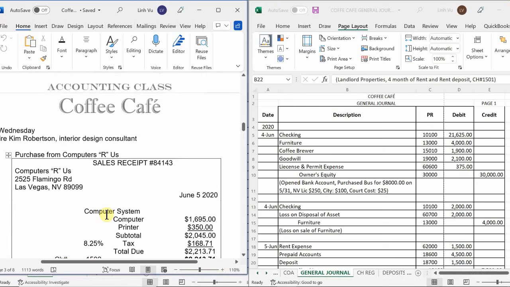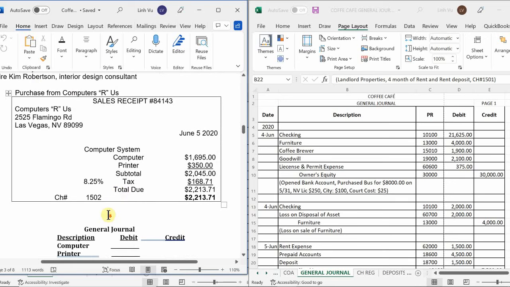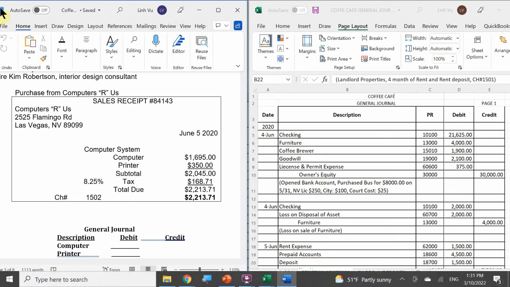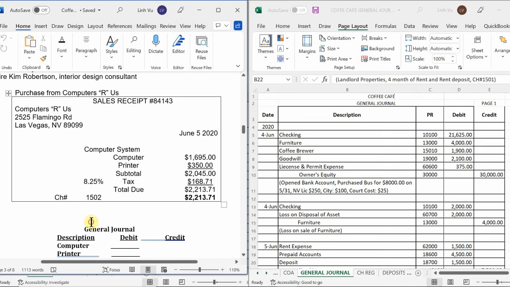So the last thing that we did was buying the computer system, right? We purchased the computer, we purchased the printer, and here we figured out what the cost of the fixed assets were, including the tax. So we learned how to distribute the tax, okay? And of course, we journalized it and posted it to our ledger and so on and so forth. So this is where we last left off.